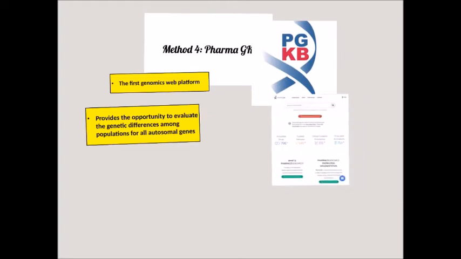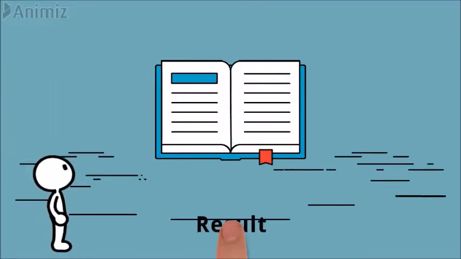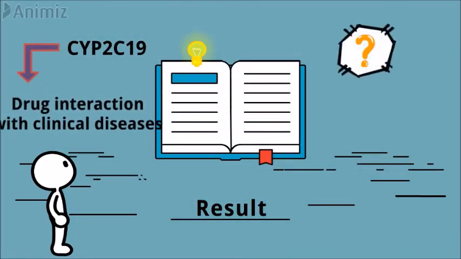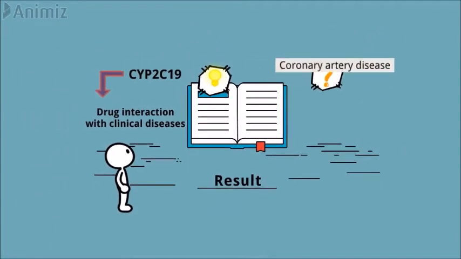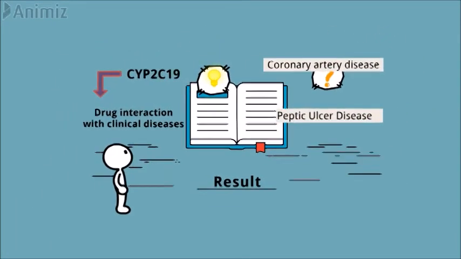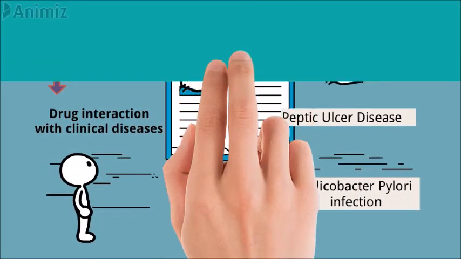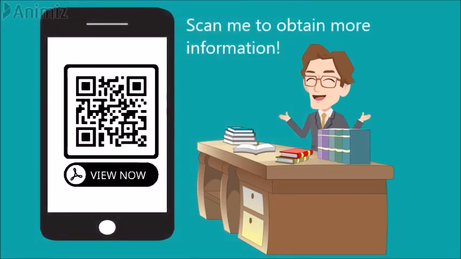So in my research, what I need to do is just insert my SNPs into this software, and then the software will evaluate the SNPs on the drug response. From my study, I found out that cytochrome 2C19 is a very important causative factor for drug interaction with clinical diseases such as coronary artery disease, peptic ulcer disease, Helicobacter pylori infection, and others. Scan this QR code to obtain more information regarding the results.